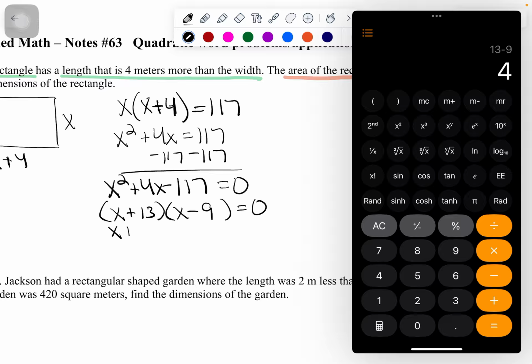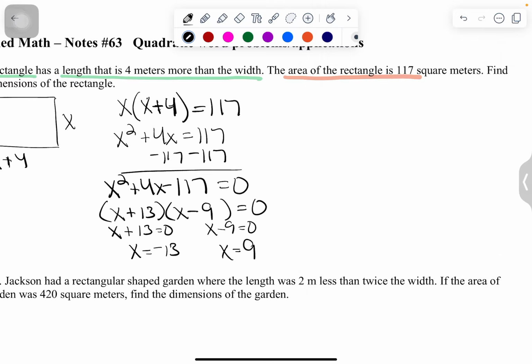Take your factors and set them equal to 0. You get X equals negative 13, and X minus 9 equals 0, which means X is equal to 9. Now I'm going to move the calculator out of the way.